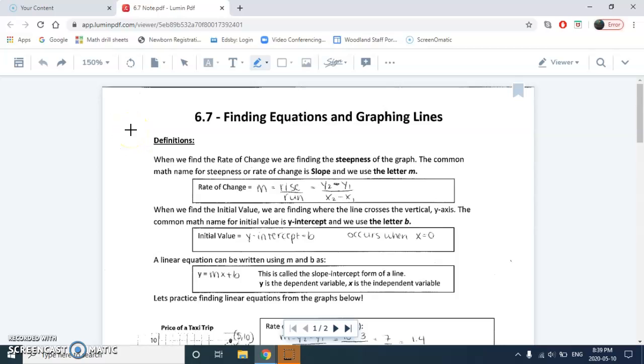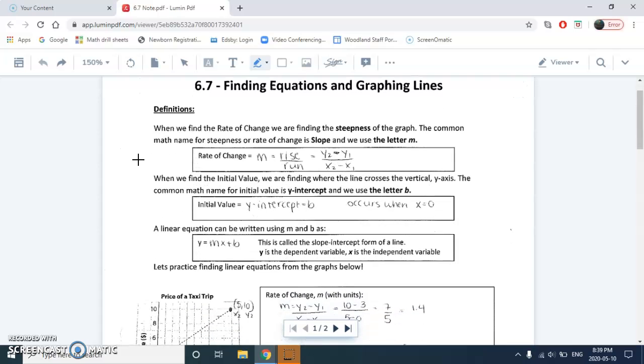Hello class, today we're going to be looking at 6.7, finding equations and graphing lines. So the first thing we're going to look at is some definitions, and these are very important definitions, so please make sure that you take note of these. Please make sure that you remember these ones, especially for the test.